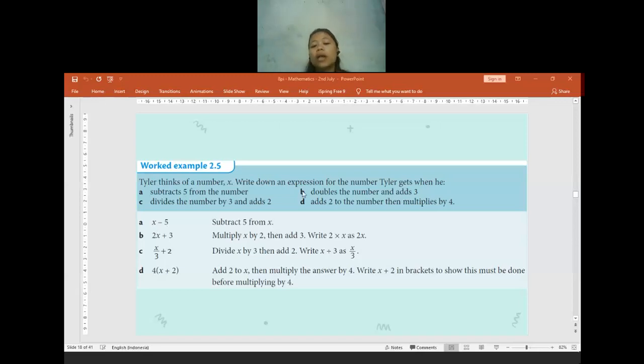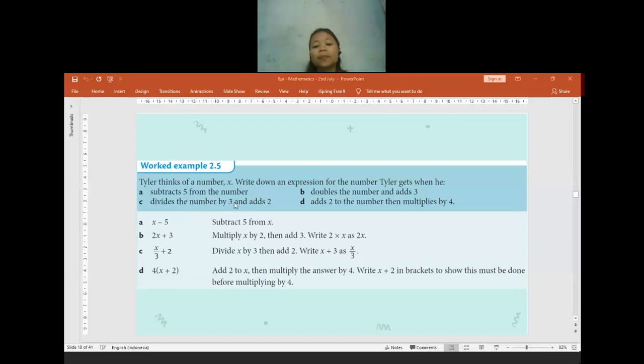For question B, double the number, it is x. If I double it, it means I multiply by 2. x multiplied by 2 will be 2x. After that, add 3. That's why it will be 2x plus 3. Is it clear or does anyone get confused about 2x plus 3? No? Okay. For question C, divide the number by 3. If it is divided by 3, usually we write it as a fraction.